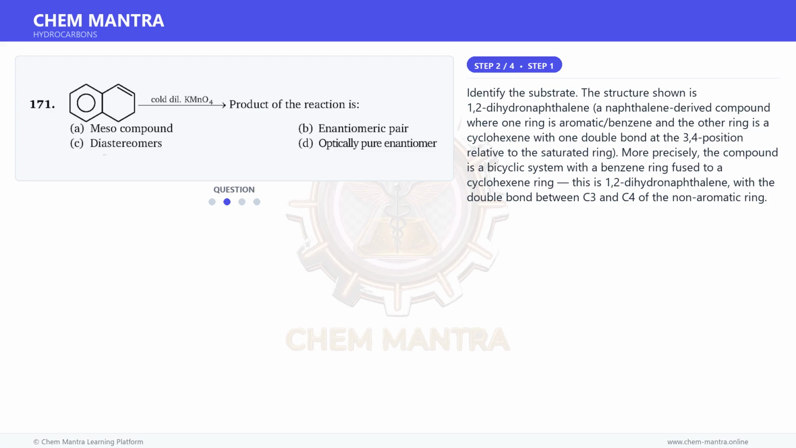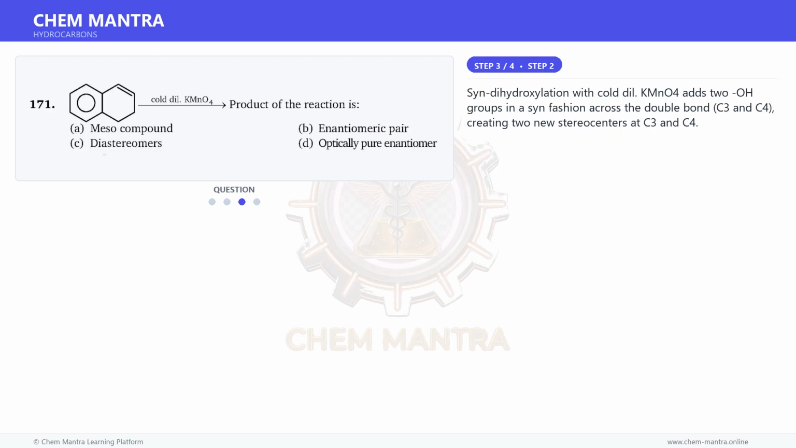Identify the substrate. The structure shown is 1,2-dihydronaphthalene, a naphthalene-derived compound where one ring is aromatic benzene and the other ring is a cyclohexene with one double bond at the 3,4 position relative to the saturated ring. More precisely, the compound is a bicyclic system with a benzene ring fused to a cyclohexene ring. This is 1,2-dihydronaphthalene with the double bond between C3 and C4 of the non-aromatic ring. Moving on to the next step.